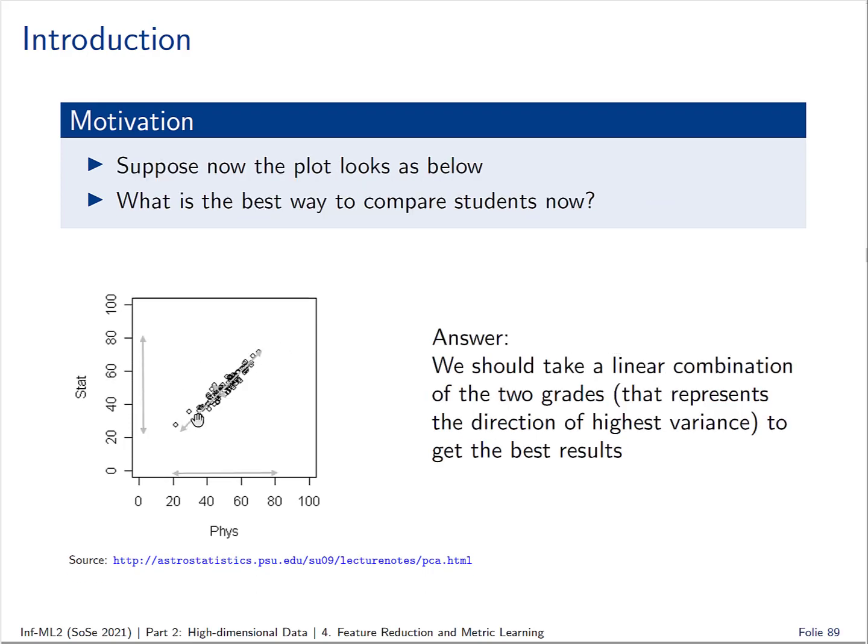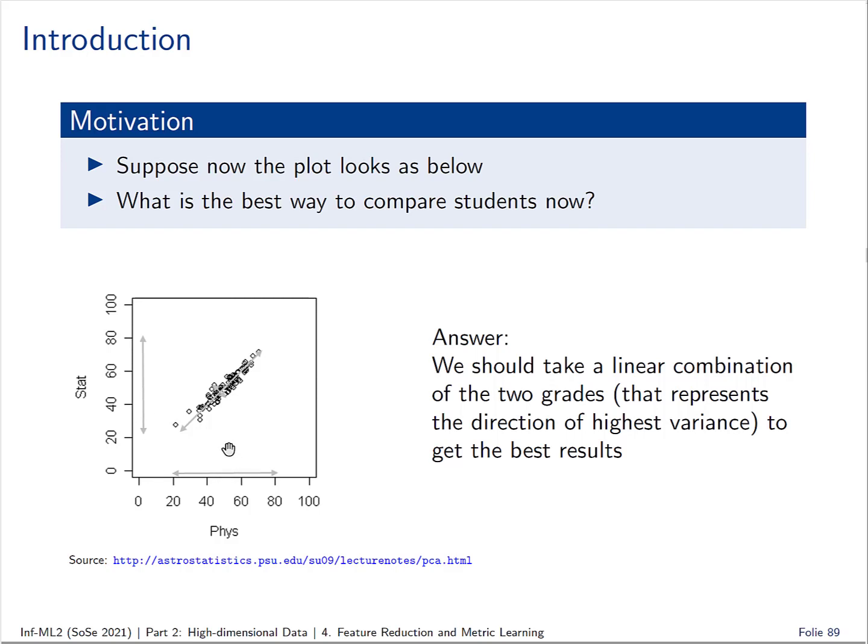Now, suppose that the plot looks a little bit different, so the grades are different, like here. There's a kind of linear positive correlation. If you are bad in statistics, you're also bad in physics. If you're good in statistics, you're also good in physics. That is probably much more realistic in real data. So the plot looks like this one here. What is now the best way to compare the students? Well, we have two features which have more or less the same grade. We could use both of them, or one of them, but they are somehow redundant.